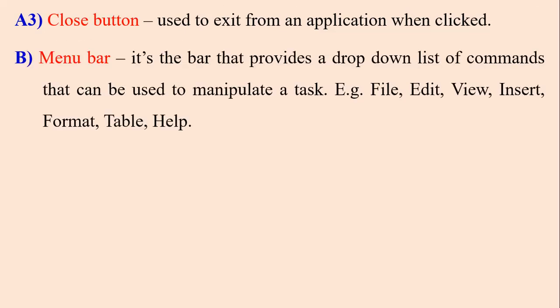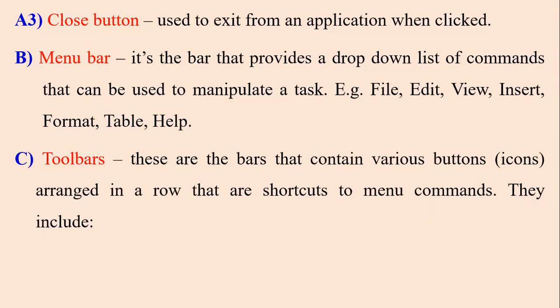The other part is the menu bar. The menu bar is that bar which provides a drop-down list of commands that can be used to manipulate a task. Just as we have seen, from the menu bar, we can have several items available, but it's not a must that all of them are available on every menu bar for every window. So some of these include File, Edit, View, Insert, Format, Table, Help, amongst others.